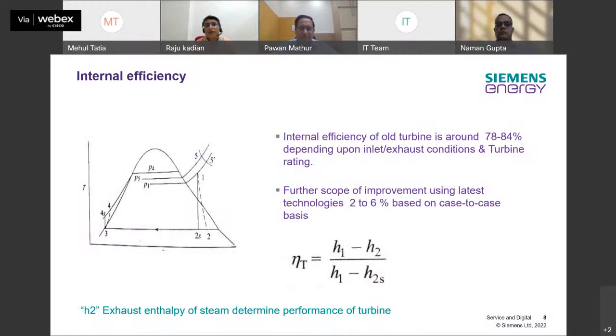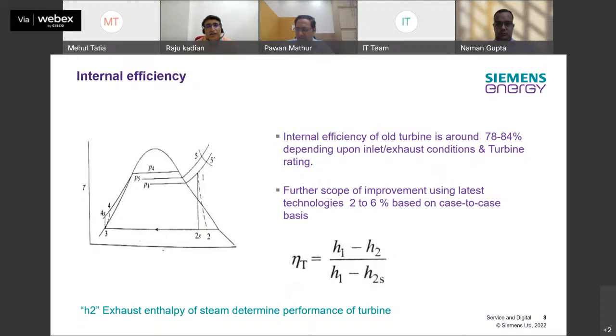Now, just coming to get some flavor of thermodynamics. Internal efficiency is the important measure of performance of turbines, and based on this, normally we supply turbines having internal efficiency from 88 to 91%, depending on the size of the machines and inlet steam conditions.